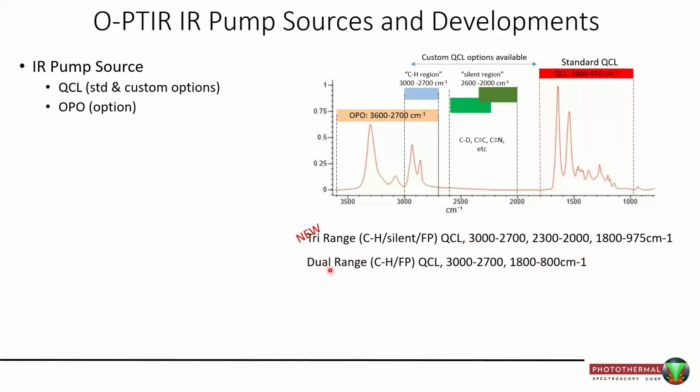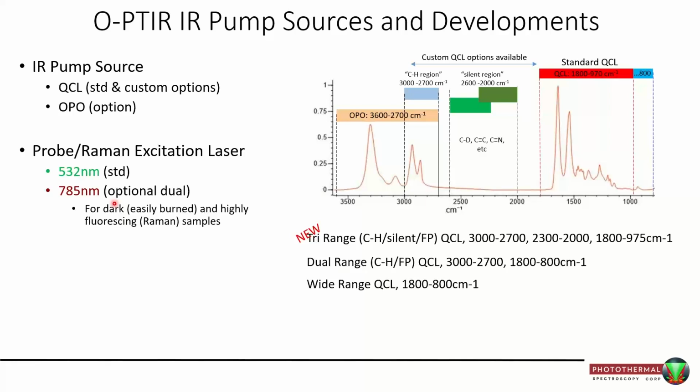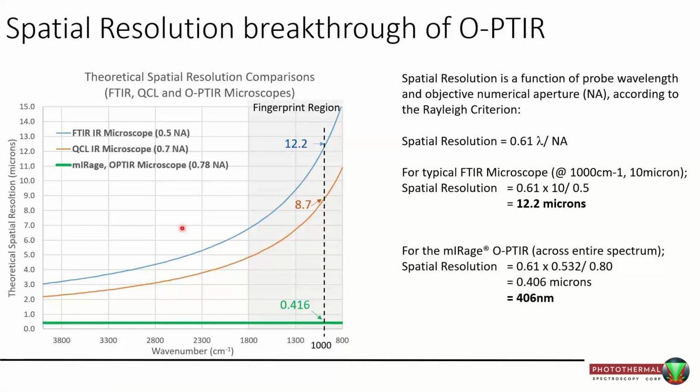But otherwise, I think that most of our systems are probably sold with a CH fingerprint QCL, or if you want to go as low as possible, you can go down with a wide range to about 800. On the probe, which of course doubles as a Raman excitation, you've got the 532 as standard or the 785, and that's optional. And that can be quite a useful one in an industrial setting, because green can often result in easy burning of samples, because anything black, anything reddish will just absorb the green, and very quickly things heat up. So 785 can be a really useful option for minimizing those effects, but I'll talk about other means to minimize that effect as well.